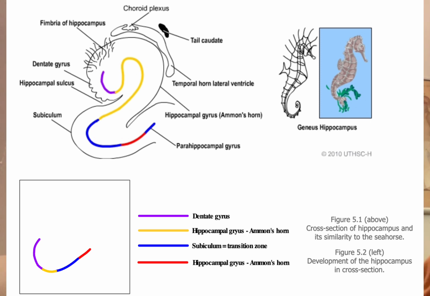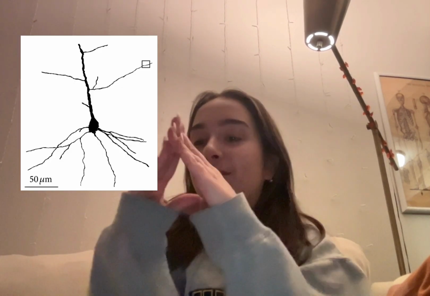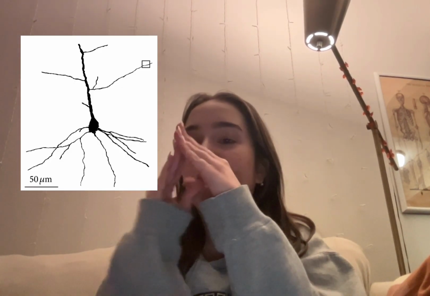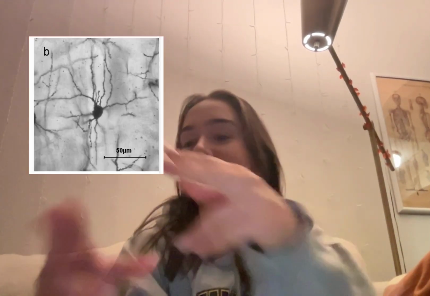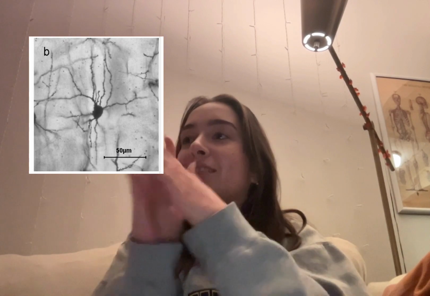So Ammon's horn is made up of pyramidal cells. So they're like little pyramids in the horn, in the hippocampus. And then dentate kind of reminds you of dental. So they're tooth-like, which is interesting. And those are stellate granule cells, so they're like stars. Connected to the rest of the brain by two pathways.